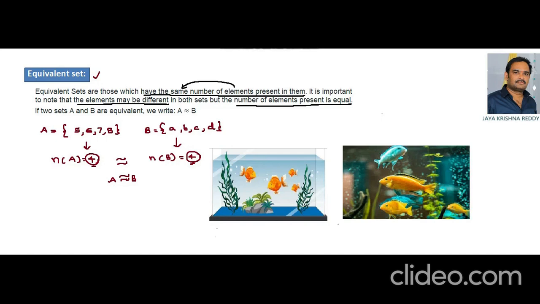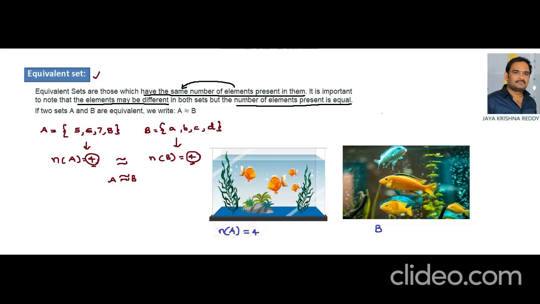Here two aquariums are there. Let us consider the first aquarium as set A and the second aquarium as set B. And the fishes are the elements of these two sets. The number of elements is nothing but the number of fishes. So how many fishes are there in set A? 4 fishes are there. Means number of elements of set A is 4. Here n of A equal to 4.